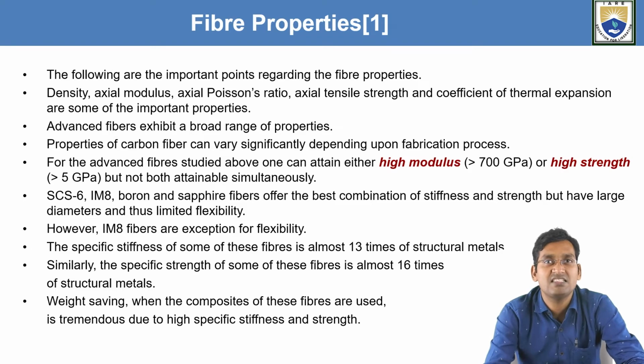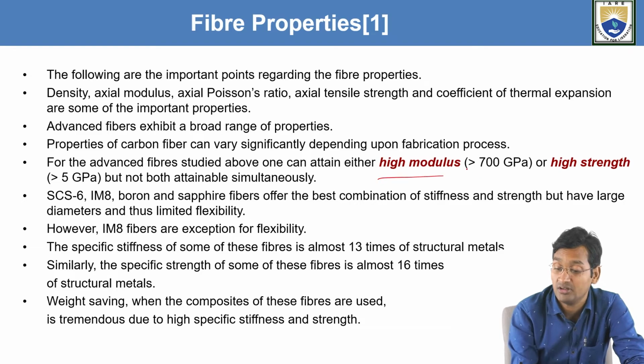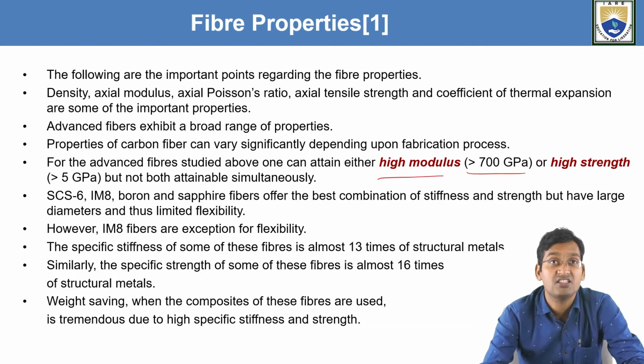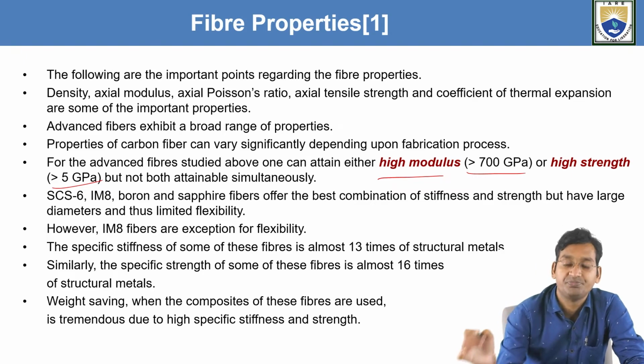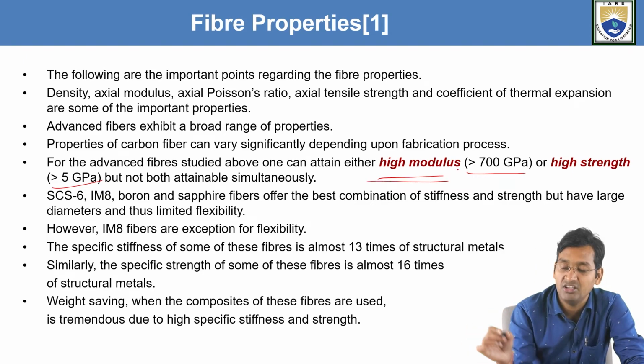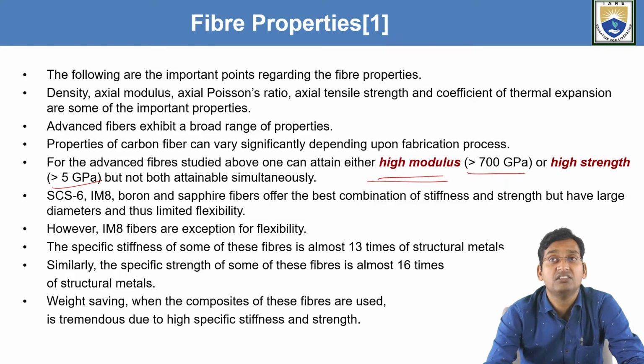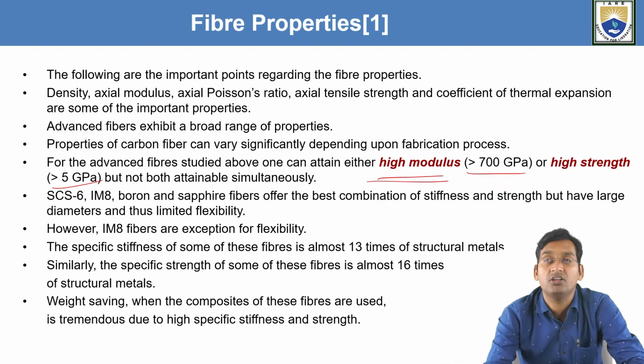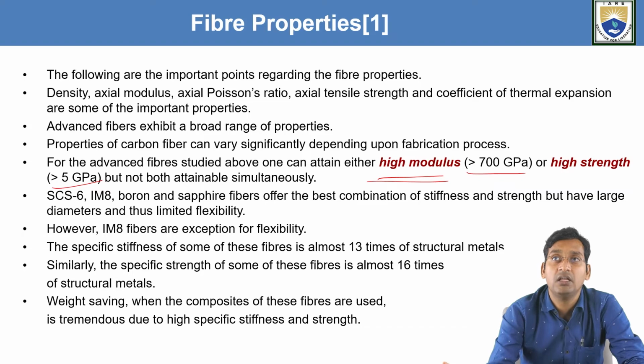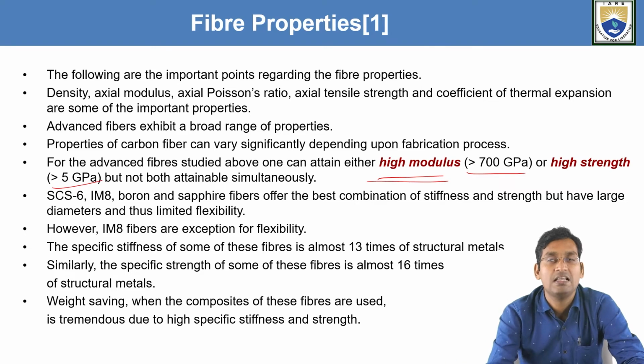For the advanced fibers studied above, one can attain higher modulus, even greater than 700 gigapascal, or high strength, greater than 5 gigapascal, but not both simultaneously. Either the modulus will be higher and the strength lower, or if you want lower strength, the modulus will be lower. Both cannot be attained simultaneously.